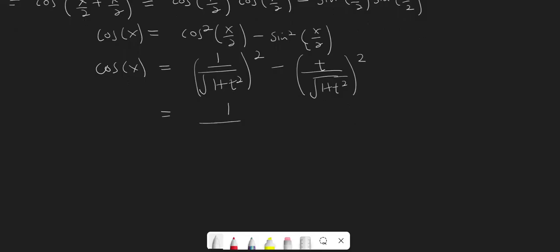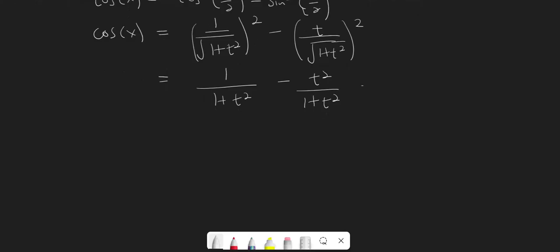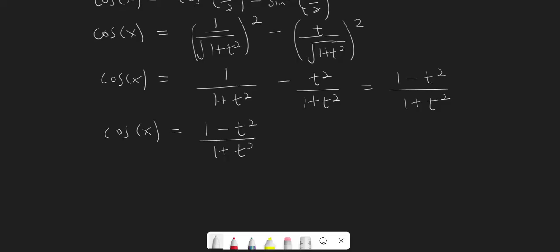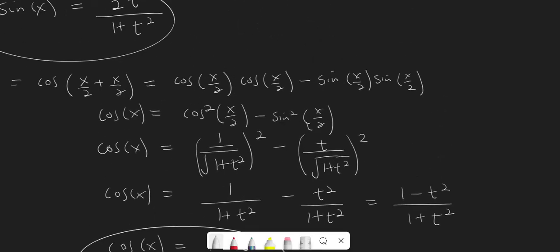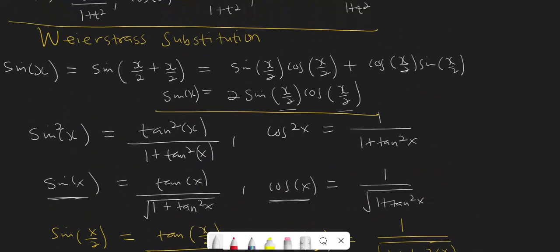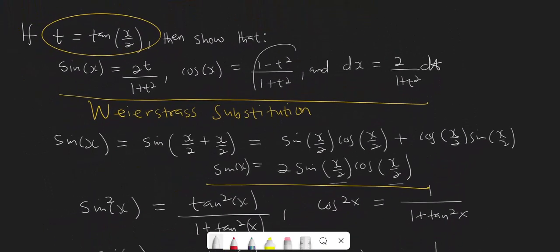What do we get here? 1 over 1 plus t squared minus t squared over 1 plus t squared. And this is 1 minus t squared over 1 plus t squared. And that is cosine x. So it implies that our cosine x in terms of t is 1 minus t squared over 1 plus t squared. So this is exactly the equation that we were asked to prove from the very beginning, which is this one.